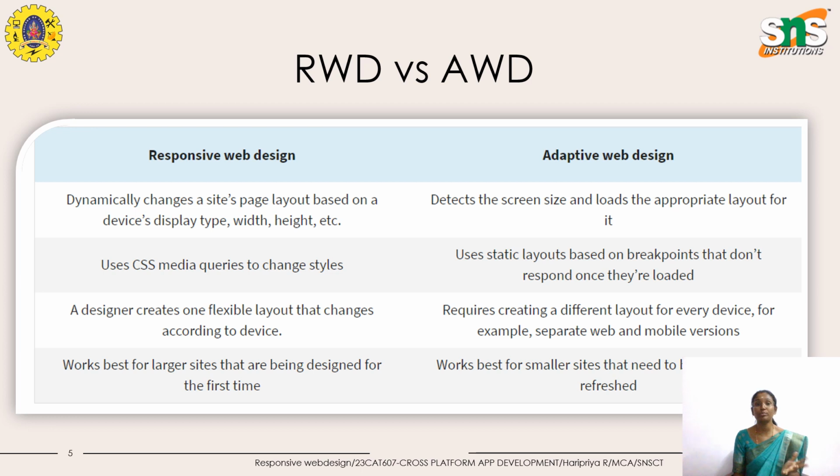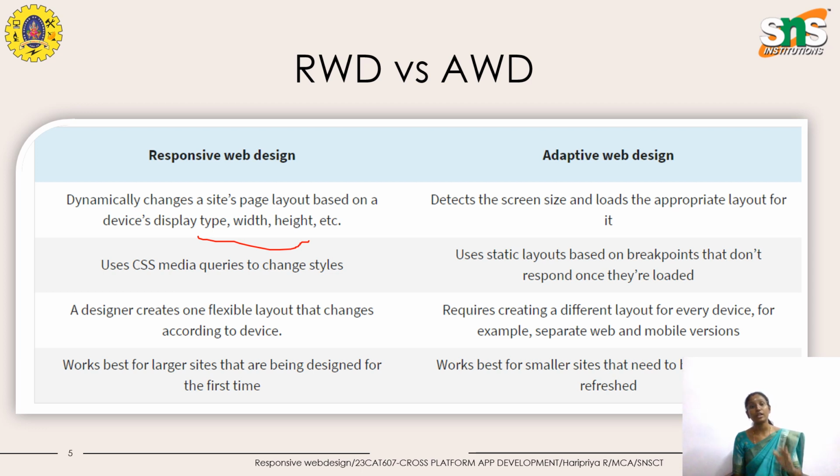And the next one is I will give you some more differences between the RWD and AWD. The first one is that it will be responsive. We have dynamic changes in the type, width, and height, etc. These are the things that will be adapted. In adaptive design, we detect the screen size and load the appropriate layout. We have to create some different layouts for adaptive web design, and only after that are we going to update it.